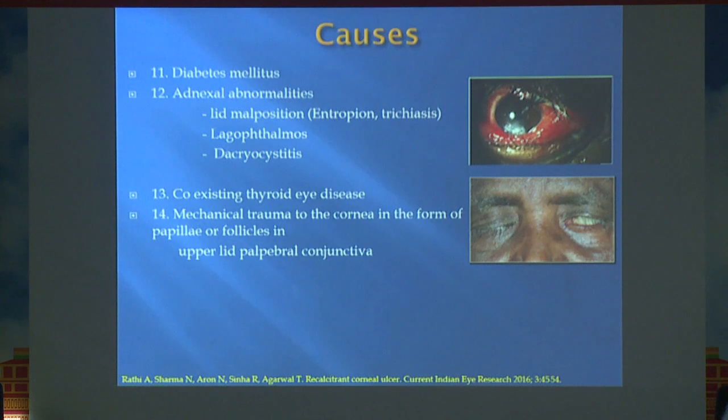Other systemic causes like diabetes mellitus are also there. Some adnexal abnormalities like entropion, trichiasis, lagophthalmos, dacryocystitis, any coexisting thyroid eye disease, and mechanical trauma to the cornea in the form of papillary follicles in the upper lid in papillary conjunctivitis.